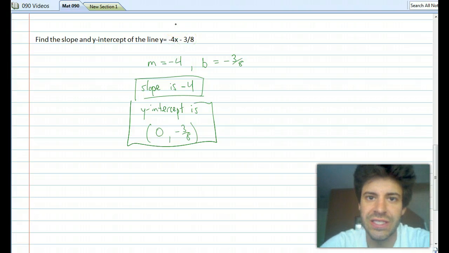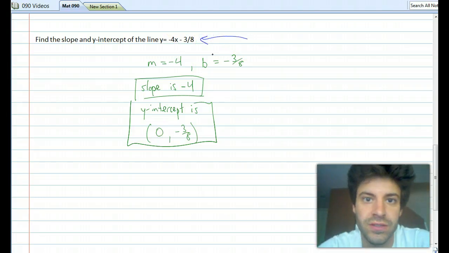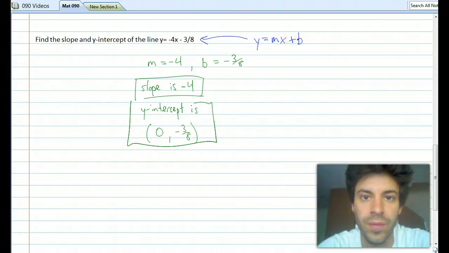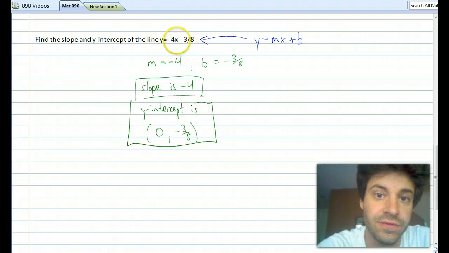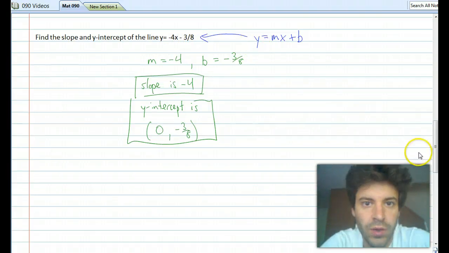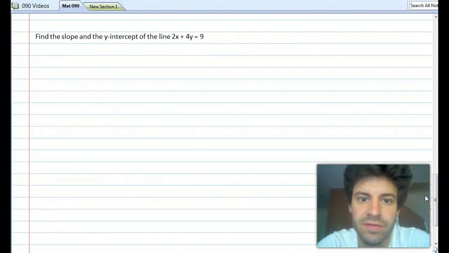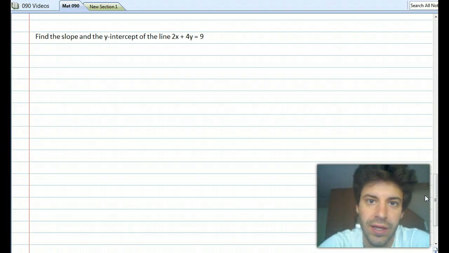This example was especially easy because it was already put into the correct form. The form of this equation was already in the y equals mx plus b form. In other words, the equation was already given to us solved for y. So y was by itself in this equation. However, what if we had an equation like this? What if we want to find the slope and the y-intercept of the line 2x + 4y = 9?